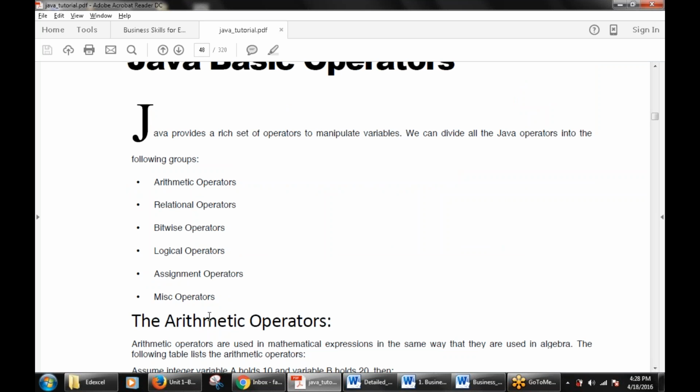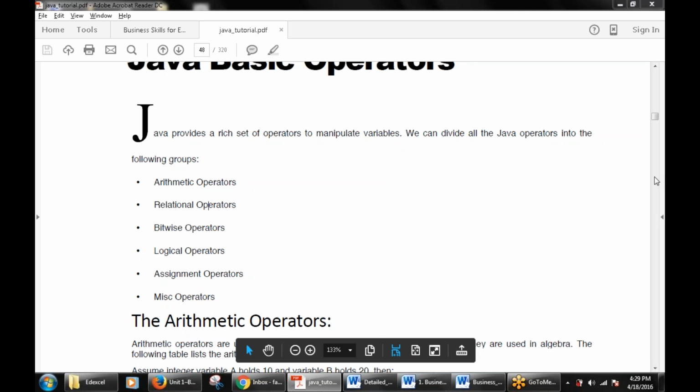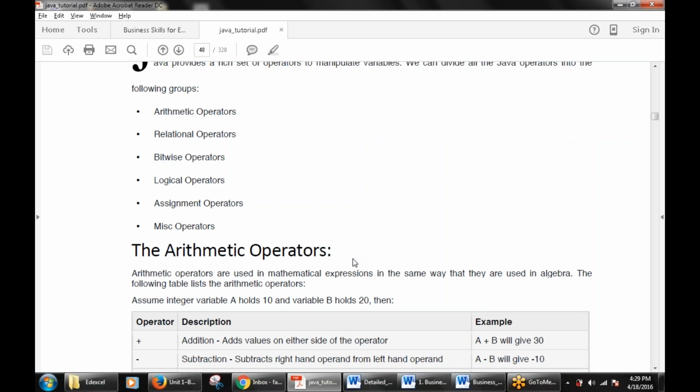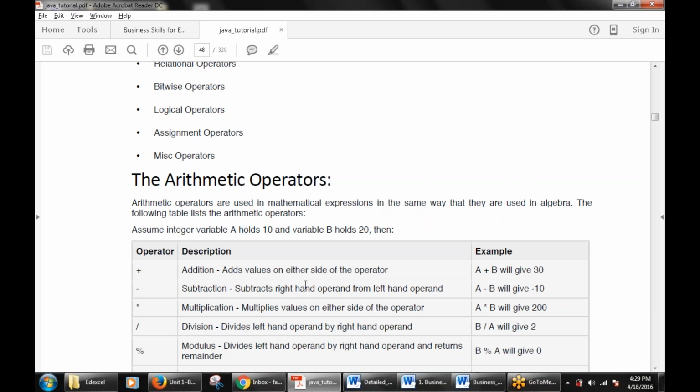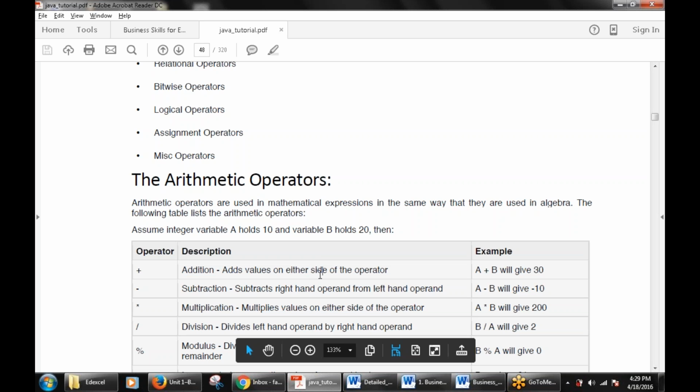So let's start with the first one, arithmetic operators, which are used in mathematical calculations or expressions, and can also be used in algebra. This is the table that shows the various arithmetic operators used in Java programming. First is the plus operator, the addition operator, that adds the values on either side of the operator. That is, a plus b gives the output 30, because a holds the value 10 and b holds the value 20.